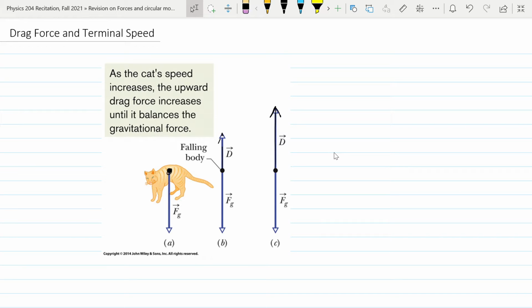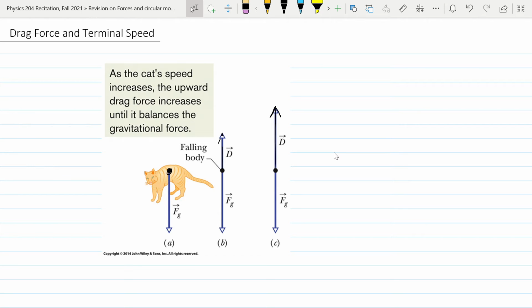We can see here in this picture we have a falling cat, and a drag force is exerted by the fluid surrounding this cat, which is in this situation simply air. So air molecules exert the drag force. And that's why sometimes we name the drag force as air resistance. It is exerted by air to resist the motion of this falling cat.